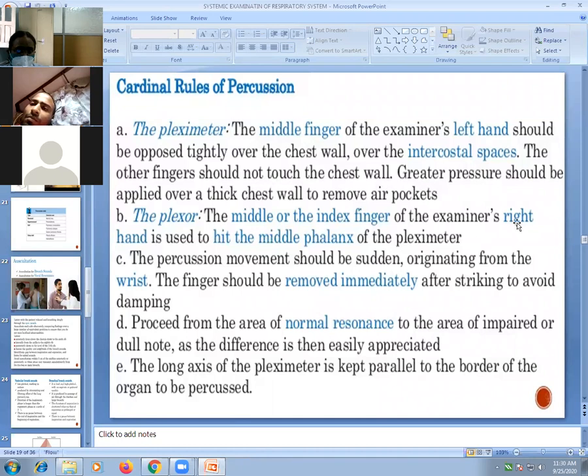Then the plexor. The middle of the index finger of the examiner's right hand is used to hit the middle phalanx of the pleximeter.